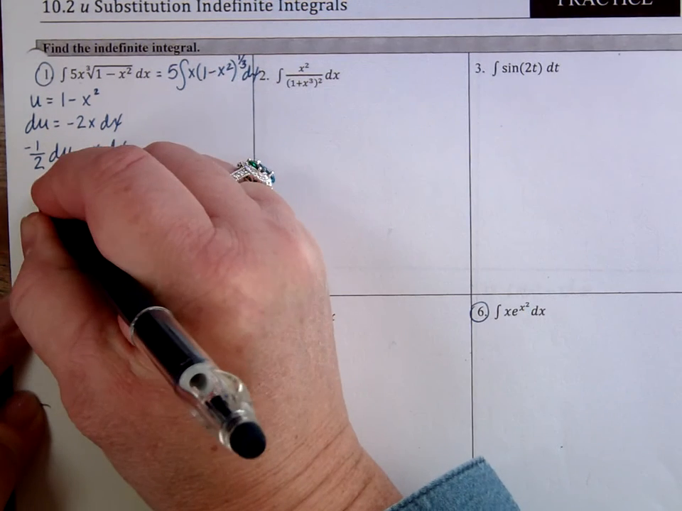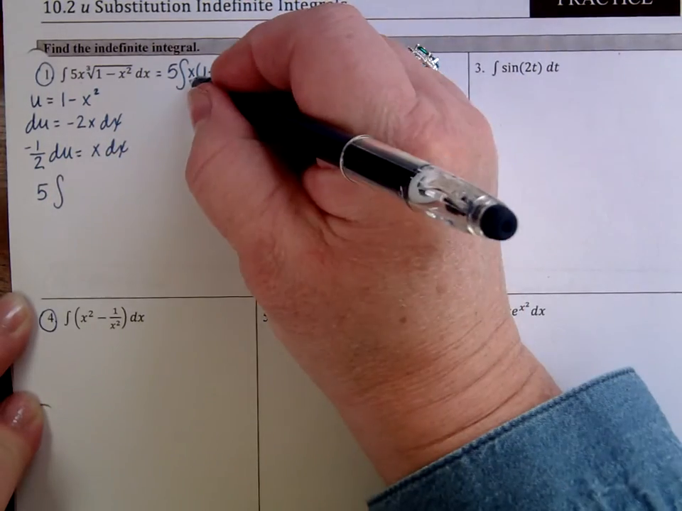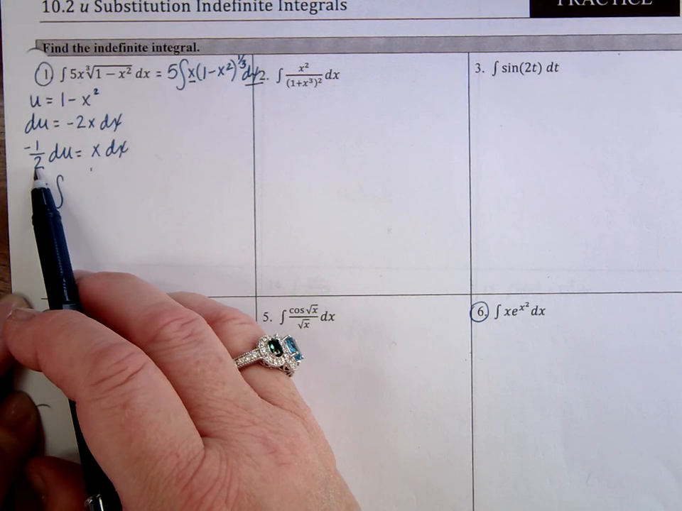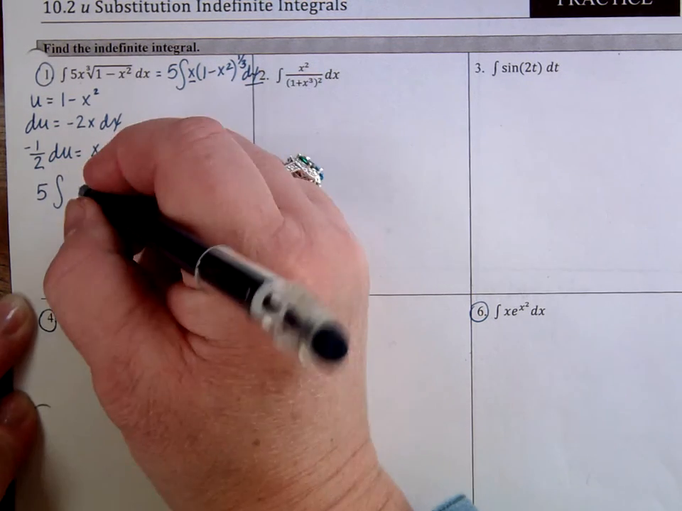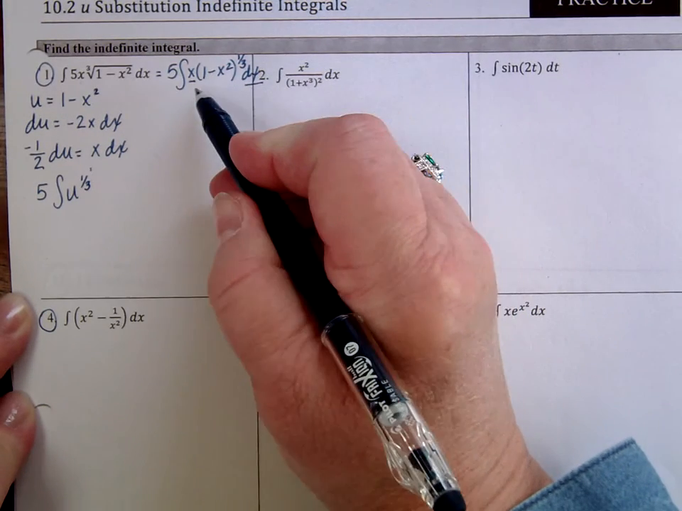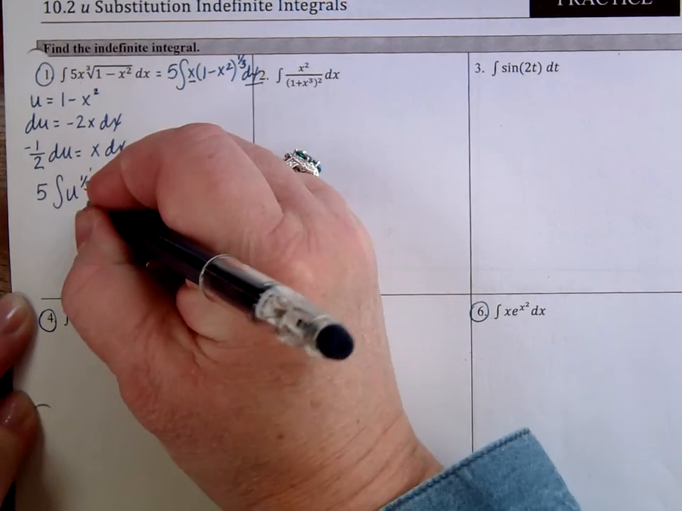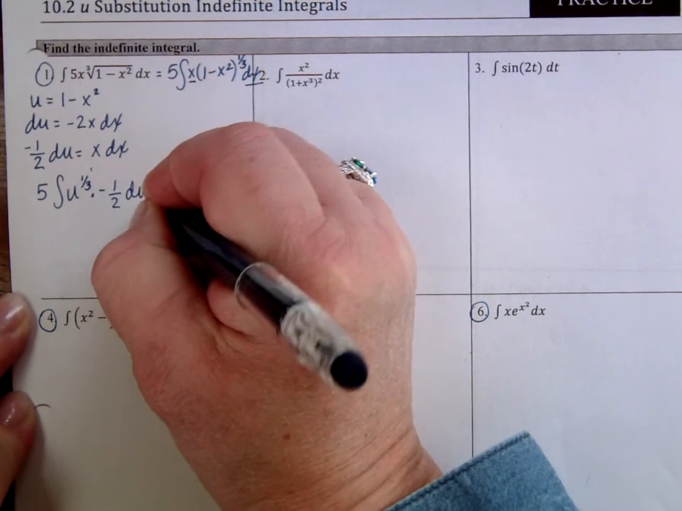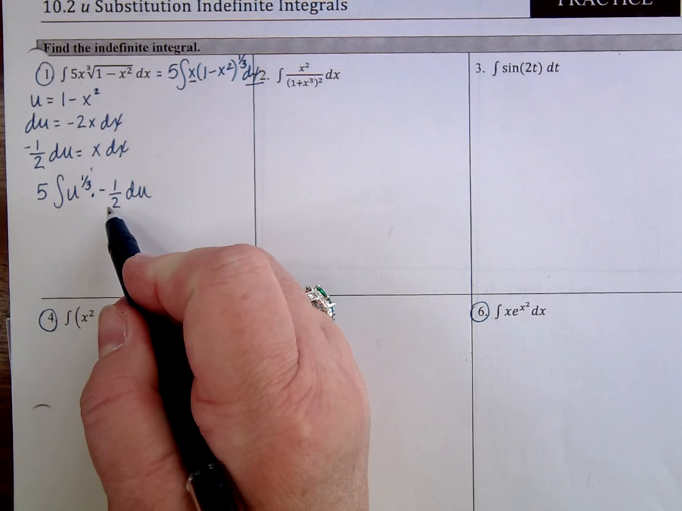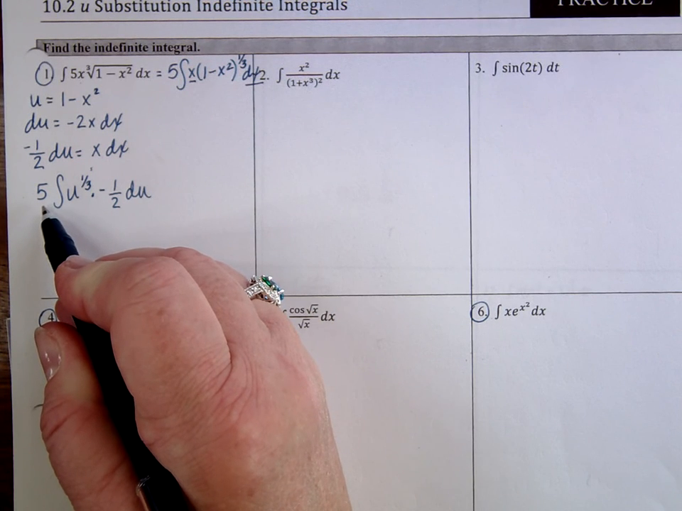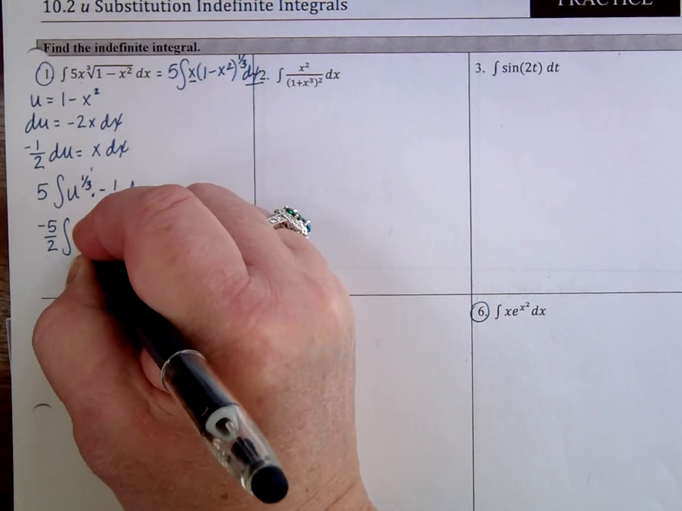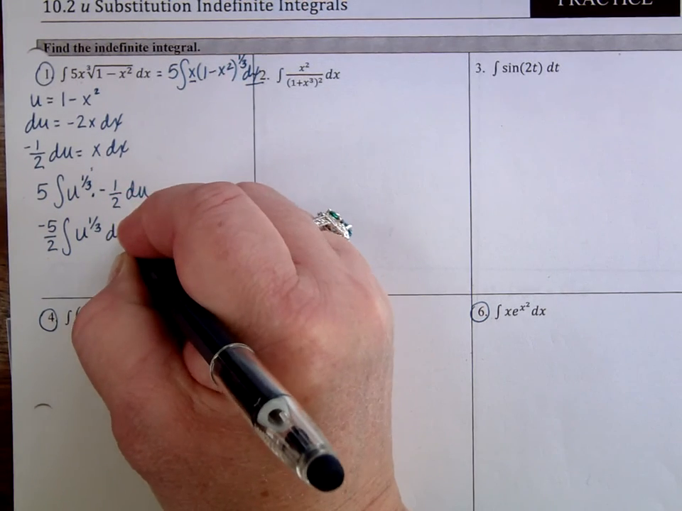All right, let's do the substitution. I have a 5 on the outside. I have an integral. The x and the dx are going to be equal to a negative 1/2 du, and I have a u to the 1/3 power. So what I have is u to the 1/3, that's this part, and I have an x dx that equals a negative 1/2 du. So I'm substituting them back. Pull out any constants. So now the negative 1/2 comes out and joins up with the 5. They become a negative 5/2 times the integral of u to the 1/3 du, because I've moved that 1/2 out.